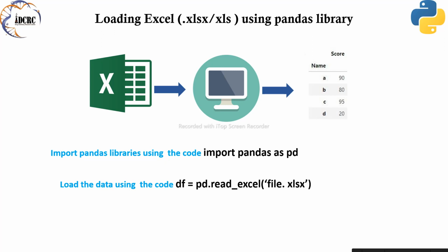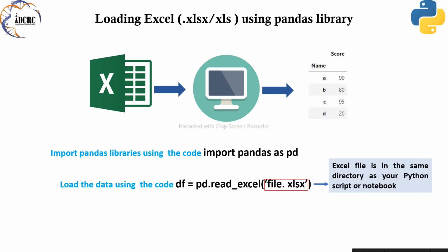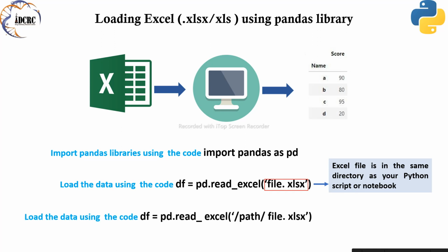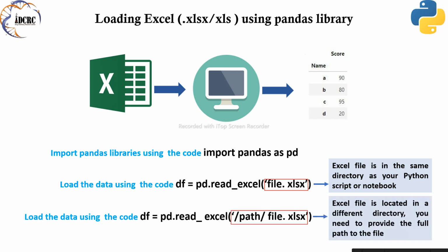file.xlsx). If the Excel file is in the same directory as your Python script or notebook, you can simply provide the file name. Example, file.xlsx. If the Excel file is located in a different directory, you need to provide the full path to the file. Example, df = pd.read_excel(path/file.xlsx).